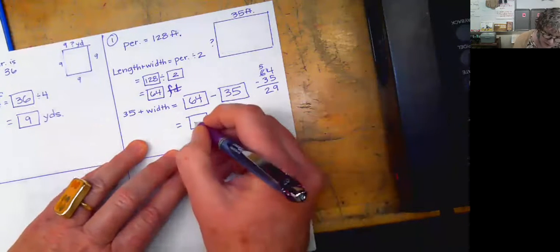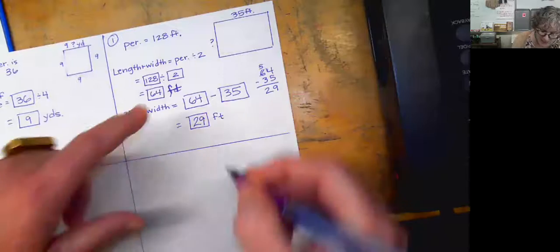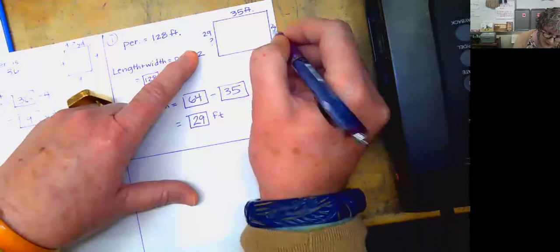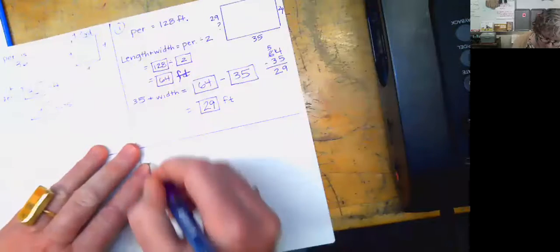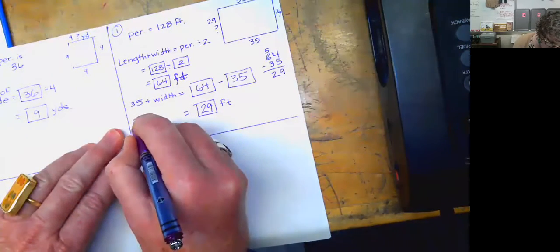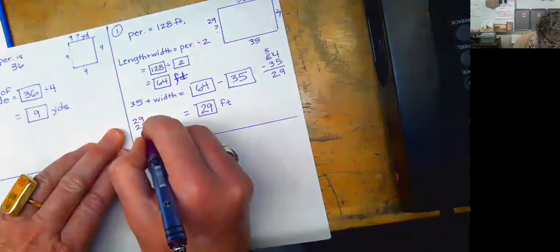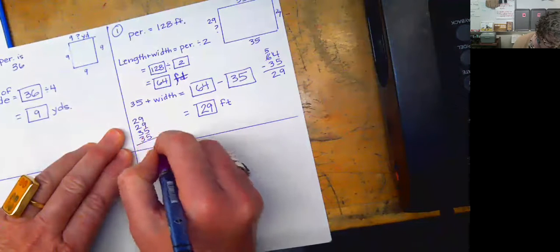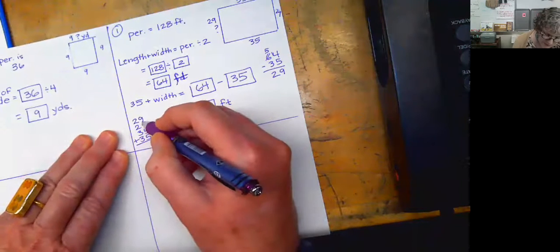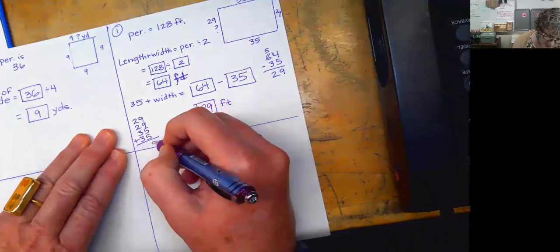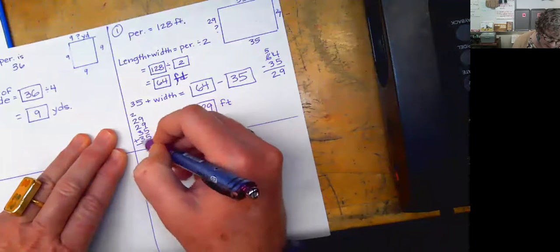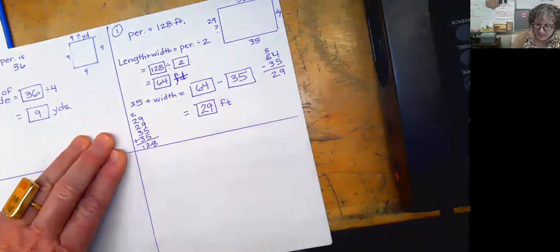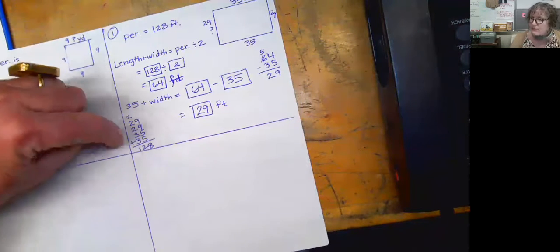So I got 29 feet. Let's see if that's correct. If this is 29, and this is 29, and this is 35, and this is 35, we add those together. We get 10 plus 18 is 28, and 2, 4, 6 plus 6 is 12. So we get 128. So we know that that totals up correctly.